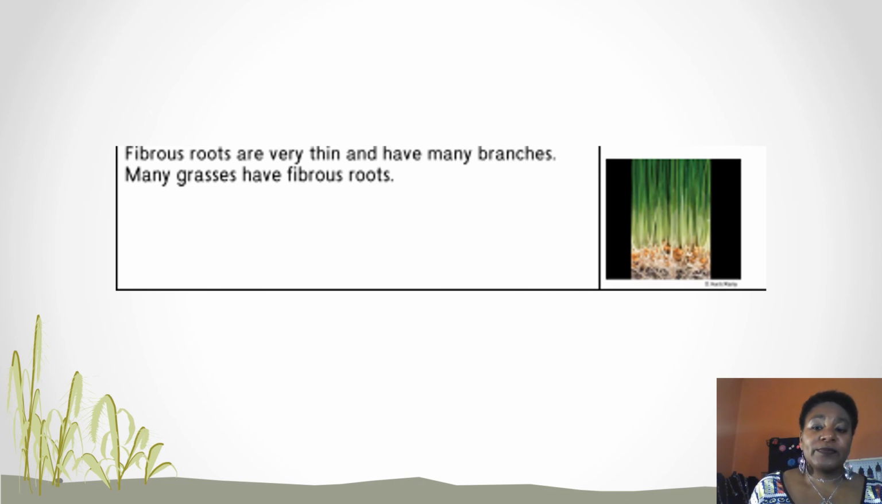Fibrous roots. Fibrous roots are very thin and have many branches. Many grasses have fibrous roots. So when you think about fibrous roots, you think about grass. When you pull grass up from the ground, and if you pull it all the way up by the root, at the bottom you'll see all these little bitty white roots. Those are called fibrous roots. Lots of fiber, think of fiber, fibrous roots.